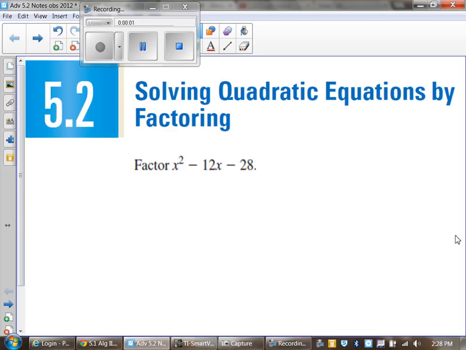Factoring, the most important thing to remember is your multiplication facts. And the fact that you guys all fill this out incorrectly. Remember, when you're filling these things out, just a little warning here.